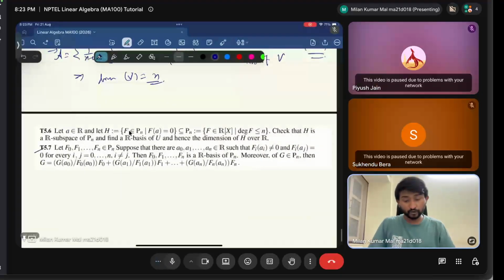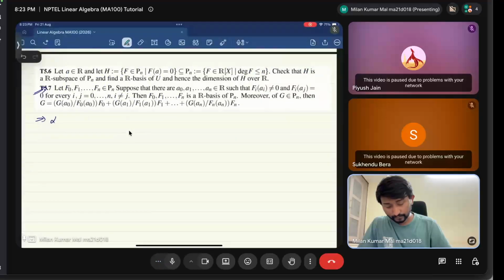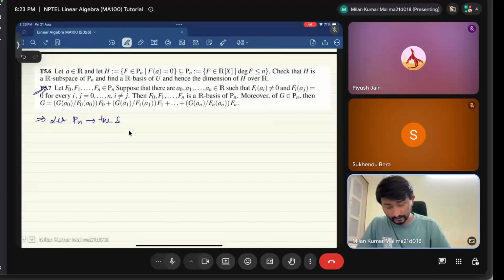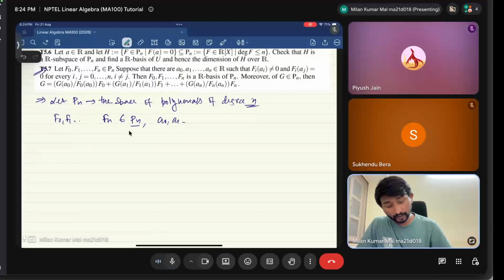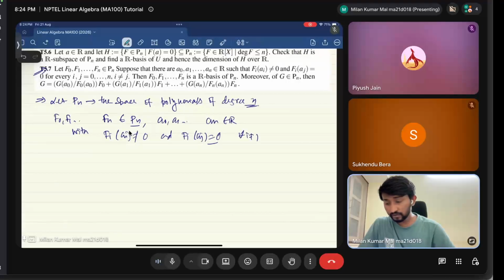Let f0, f1, f2, ..., fn be polynomials in Pn, the space of polynomials of degree at most n. Let f0, f1, ..., fn be elements of Pn, and let a0, a1, all the way to an be given, with the property that fi(ai) is not equal to 0, and fi(aj) equals 0 for all i not equal to j. Then f0, f1, ..., fn are a basis of Pn.